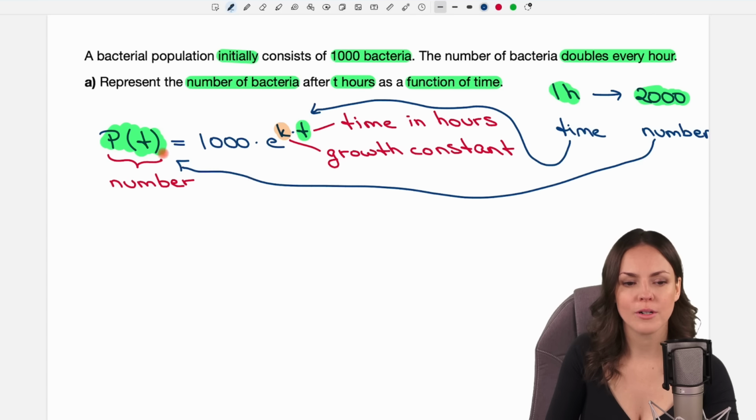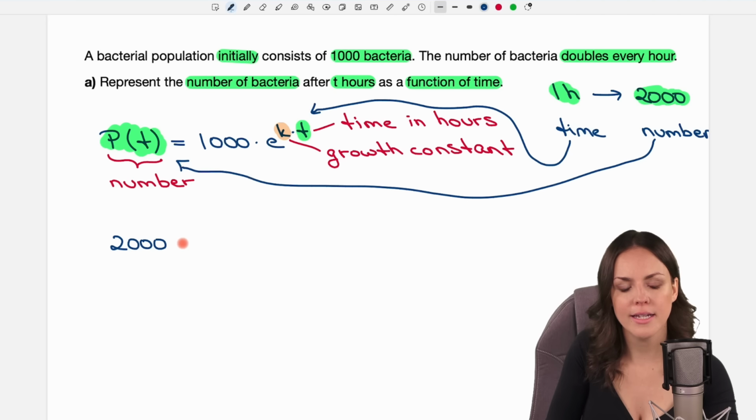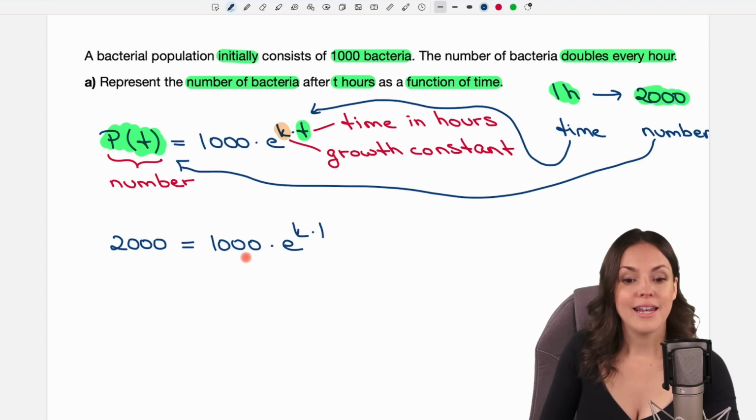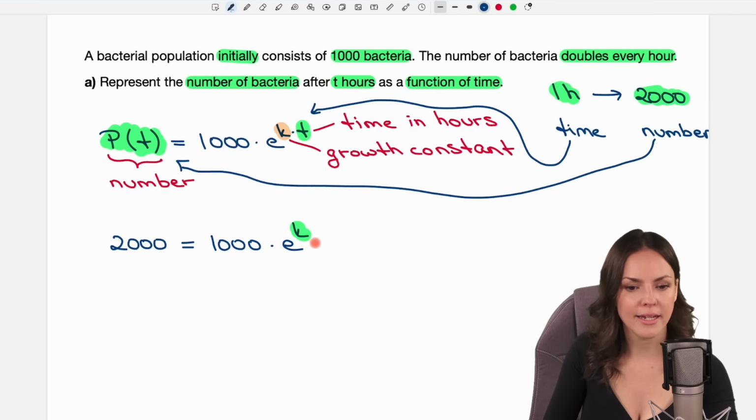So for the number of bacteria, we're going to insert the 2,000 on the left side. Then we're going to write down everything else. E to the power of, we don't know our k, it stays like this. But for our time, we're going to insert this 1 hour because it belongs to the 2,000 that we just inserted here. So time is going to be 1 hour. And now we only have to solve this equation for k. K times 1, we can just write it as k.